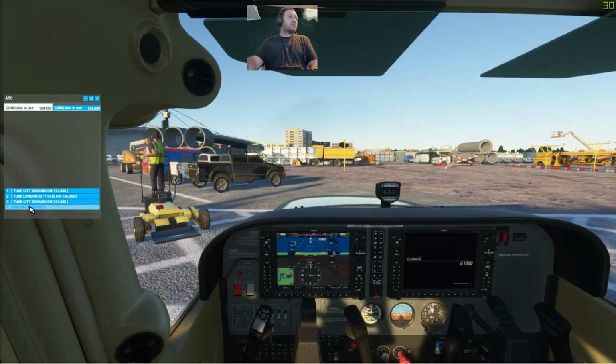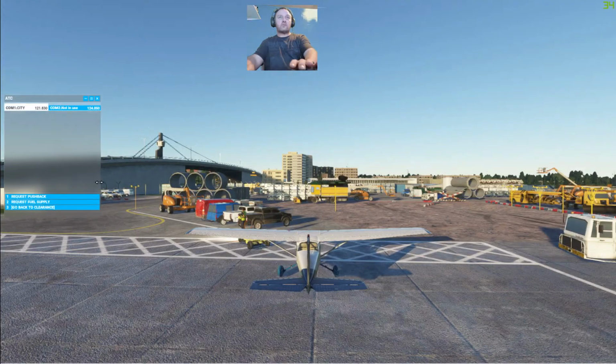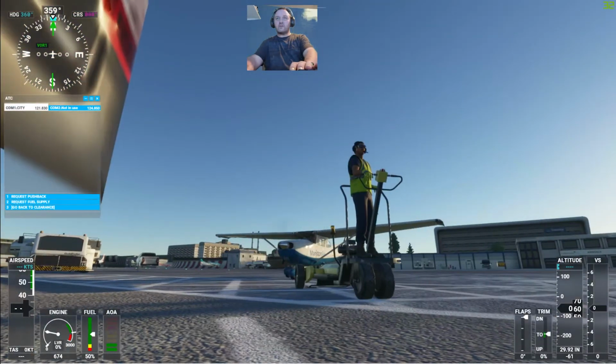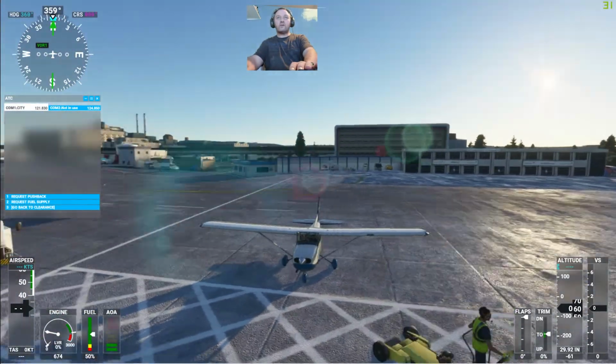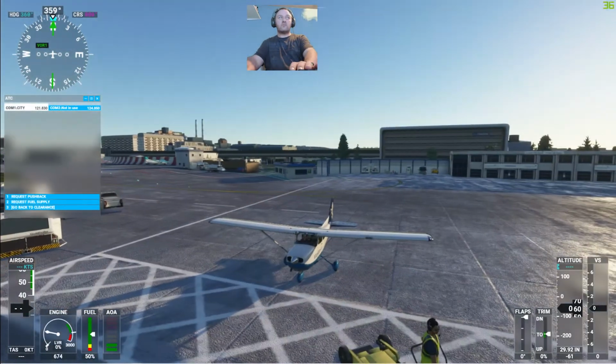So I need to connect to ground services. We should have enough fuel to do what we need to do. We will need to do a pushback so we can get to our runway. Transporter from dispatch. All goods are loaded. Let's go to the next market.